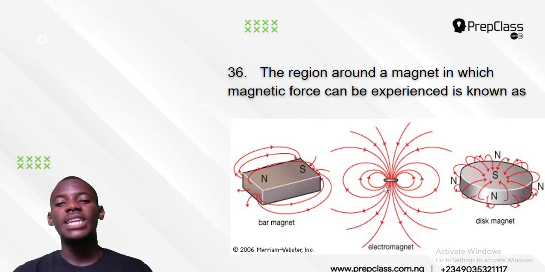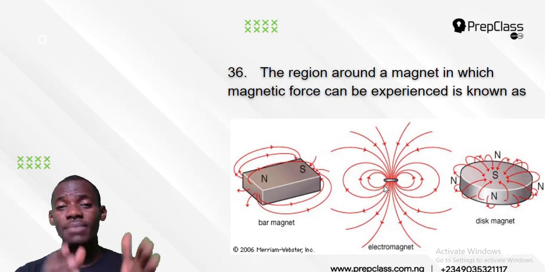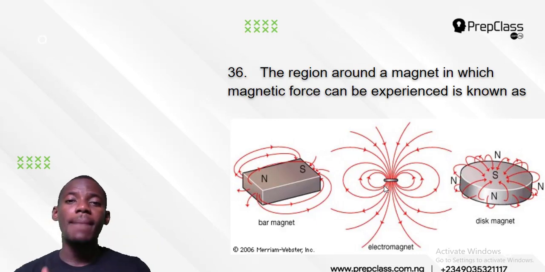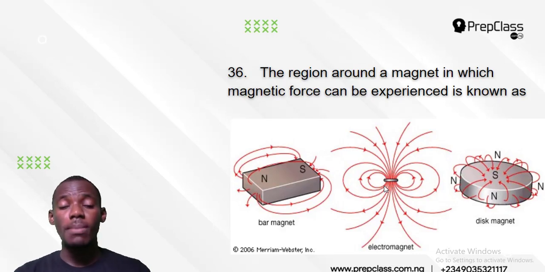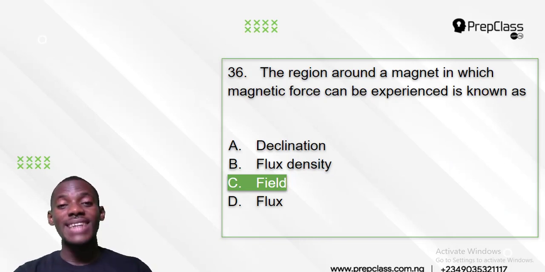And that is the reason why magnets attract each other, is because they are in the same field. So if a magnet is standing, it has a field around it. If you bring another magnet to that field, it will pull the magnet to itself if the poles are facing each other in the right way. So that is the way they work. So the field is the area around a magnet, and that is the answer for number 36.